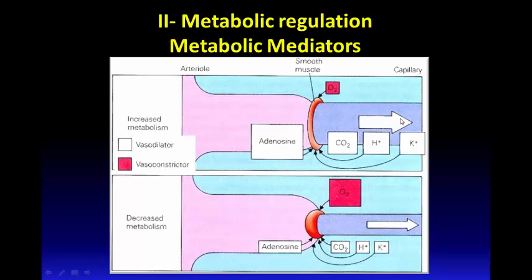On the other hand, with decreased metabolism, the levels of carbon dioxide and hydrogen ions and potassium and adenosine decrease in the interstitial fluid, and now oxygen is available in more than what the tissue requires. And when this happens, oxygen induces vasoconstriction of the smooth muscles of the arterioles and the precapillary sphincters, and the flow is lowered because the metabolism of the tissue was lowered.